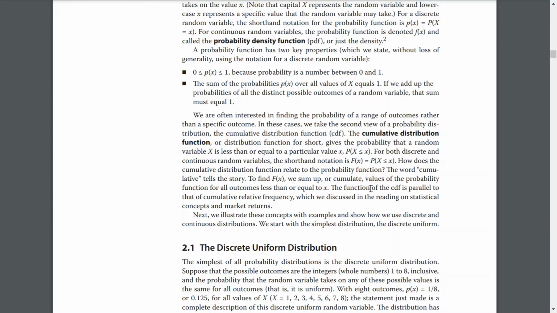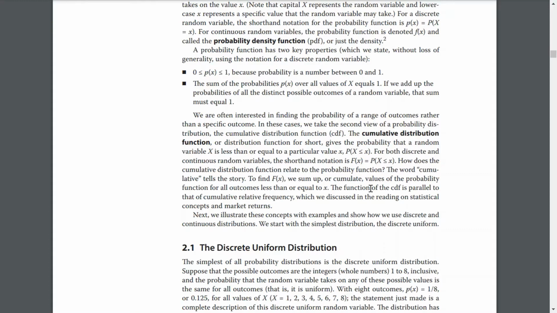In this case, we take a second view of probability distribution, the cumulative distribution function, or the CDF. The CDF, or distribution function for short, gives the probability that a random variable X is less than or equal to a particular value of x, for both discrete and continuous random variables. The shorthand notation is F(x) equals the probability that X is less than or equal to x.